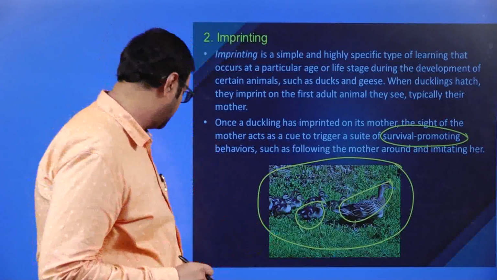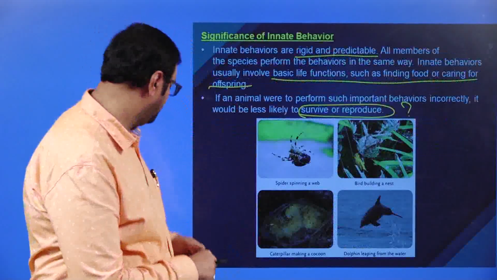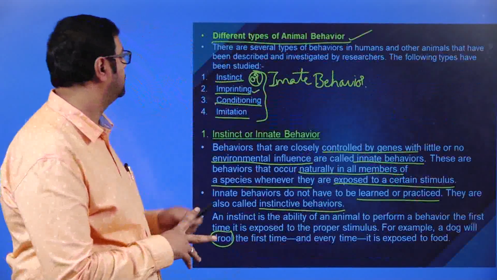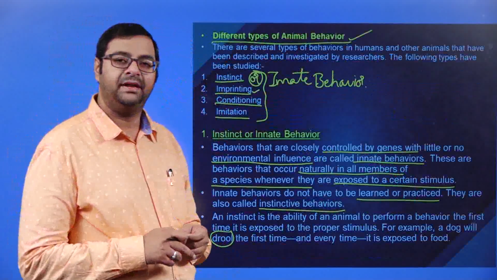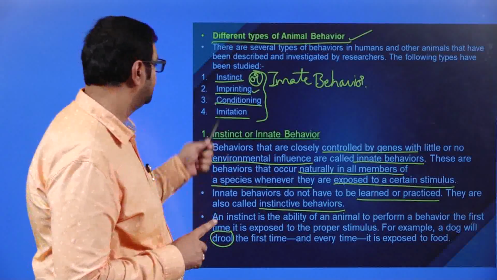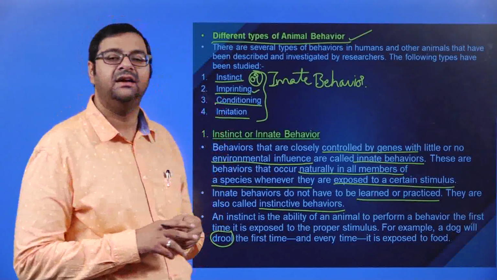So today we have seen two behaviors, which are instinctive and imprinting. In the next session we'll see the next two, which are conditioning and imitation.